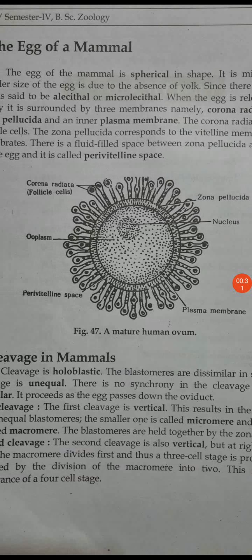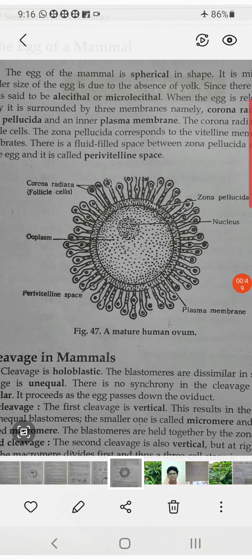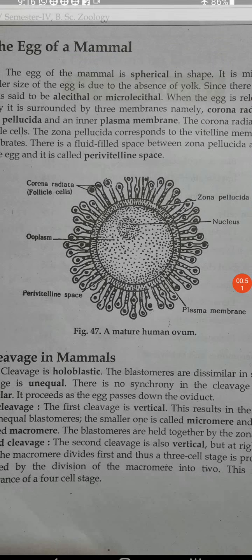So, it is spherical in shape, microscopic, and small in size due to the absence of yolk. See, here the egg is very small, microscopic. But in the case of birds and reptiles, the eggs are big because their development occurs outside the body. But in the case of mammals, it is inside the body, so there is no need of yolk or albumin. Only the nucleus is required. So such an egg is said to be alecithal or microlecithal, very microscopic.